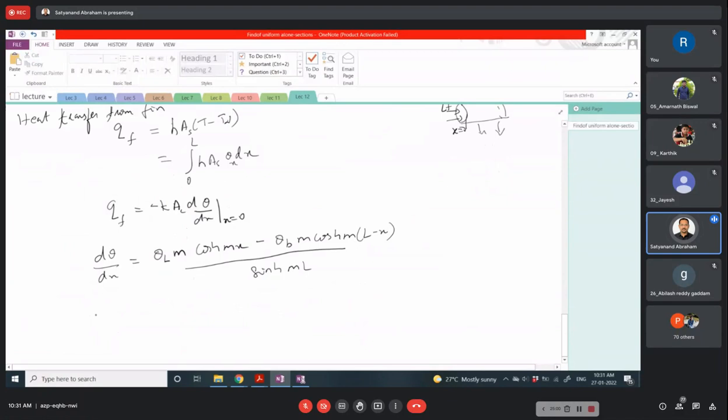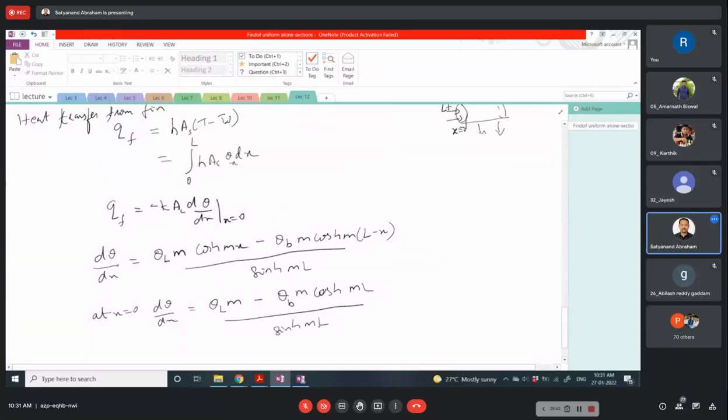So now we are actually using x equal to 0. At x equal to 0, dθ/dx is going to be, we have to put x equal to 0. So what we are going to get is θ_L m, because cos 0 is equal to 1, θ_L m minus θ_B m cos h mL divided by sin h mL.